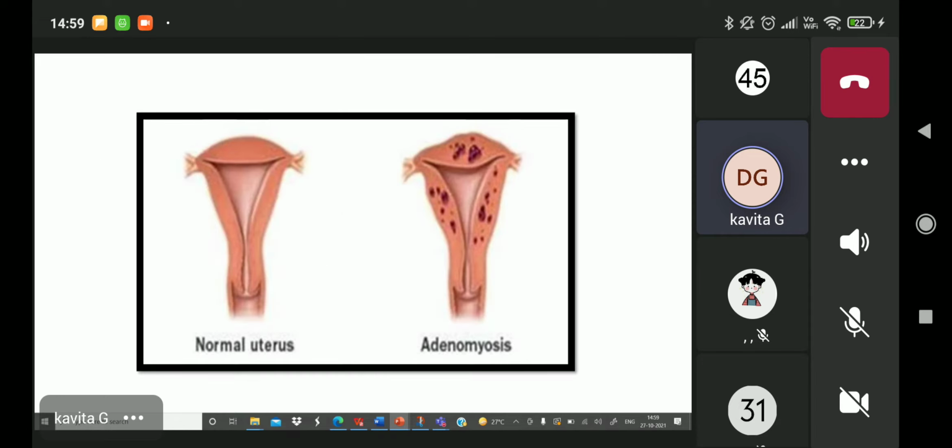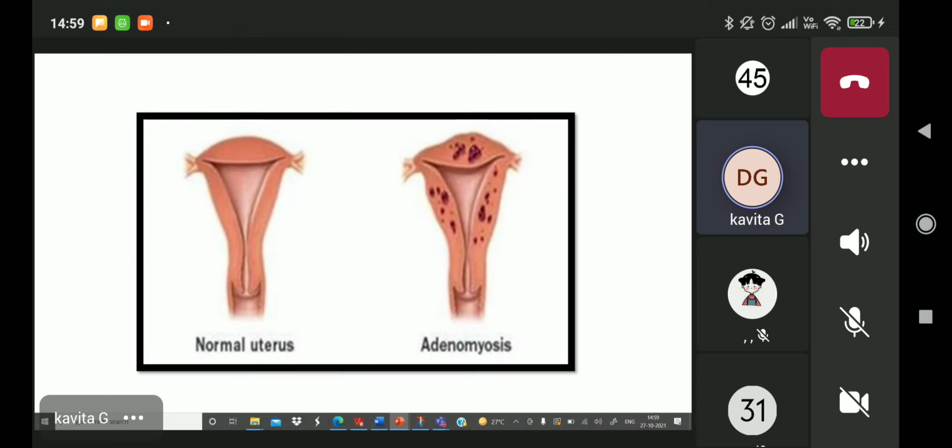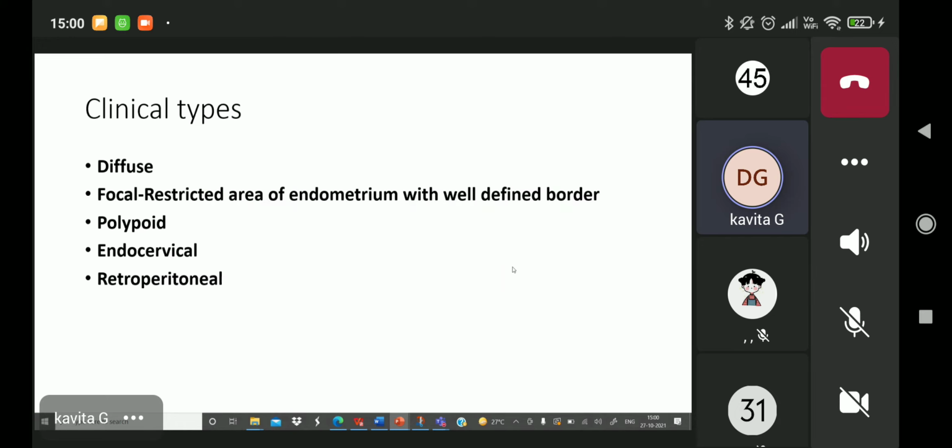So this is what it actually looks like in real time. It's basically endometriotic implants within the substance of the uterus. Clinical types: it can be diffuse, it can be focal, it can present like polyps, or be confined to the endocervix. So in this diagram, you can imagine that they are just confined over here. Then they can go to the retroperitoneal area.